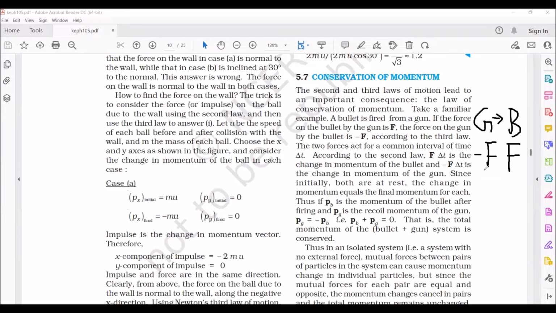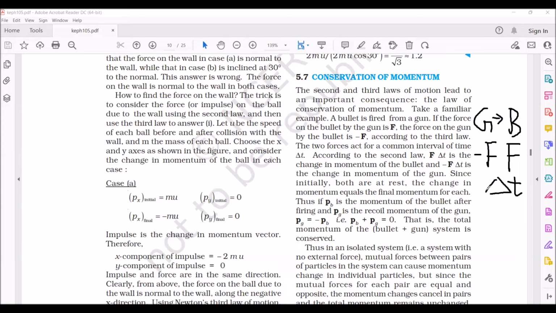Now these two forces, F and minus F, are acting for the same common interval of time, delta t. That means the force acting on the bullet by the gun and the force acting on the gun by the bullet act during the time interval in which the bullet is fired from the gun, delta t. Now the change in momentum is F into delta t. For the bullet, the change in momentum is F into delta t. For the gun, the change in momentum is minus F into delta t.